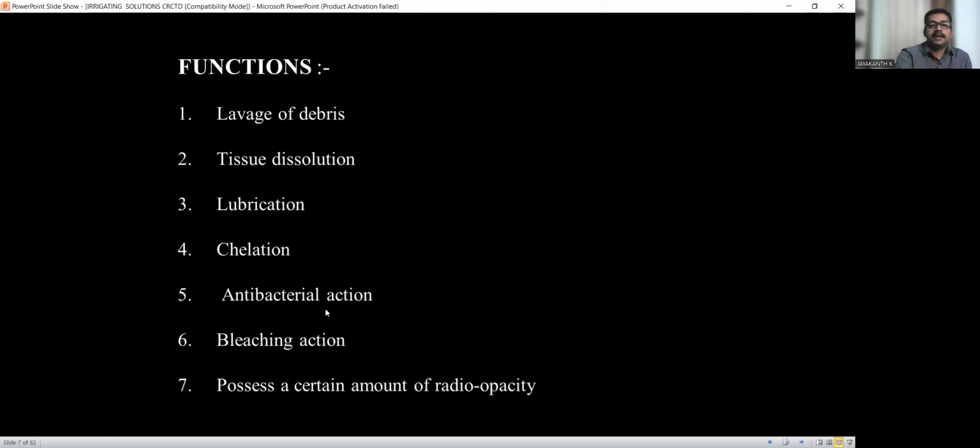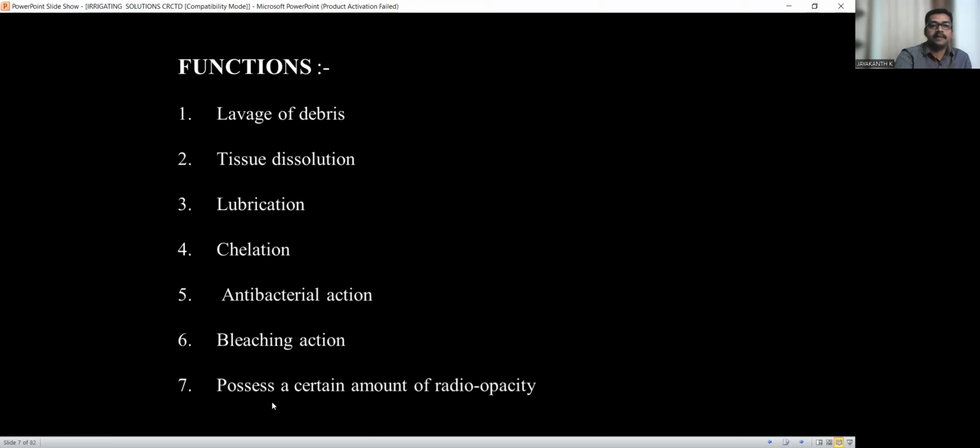Next one is antibacterial action. The irrigants, when used as an antibacterial agent, help you to clear away any bacterial byproducts and achieve disinfection of the canals. And next one is bleaching action. To a limited extent, a few irrigants provide a limited bleaching of the tooth. Next point is possessing a certain amount of radio opacity. So these are the functions of root canal irrigants.